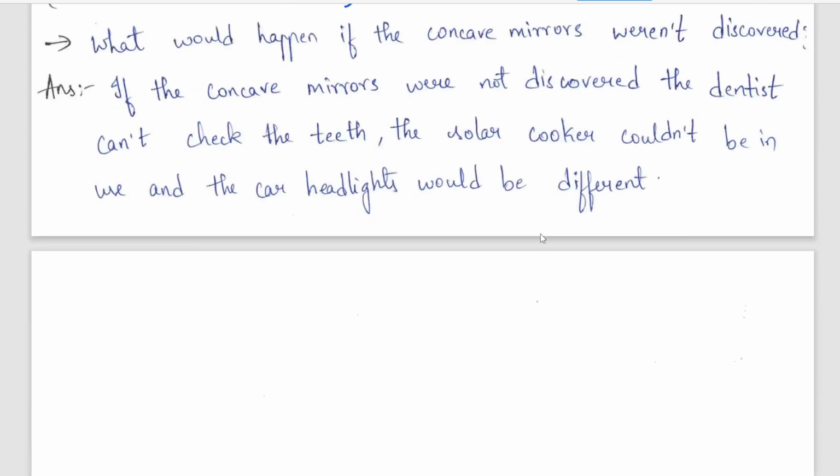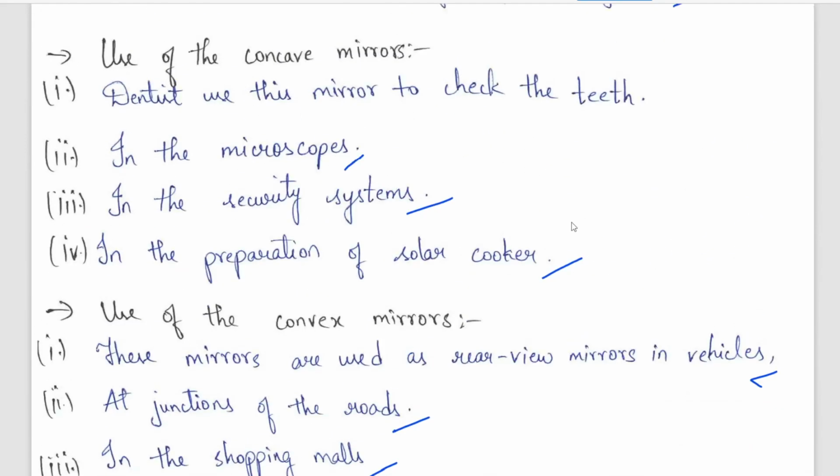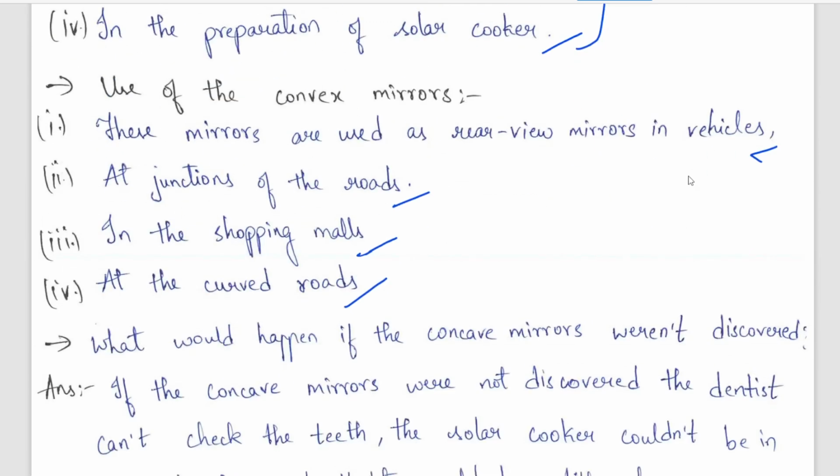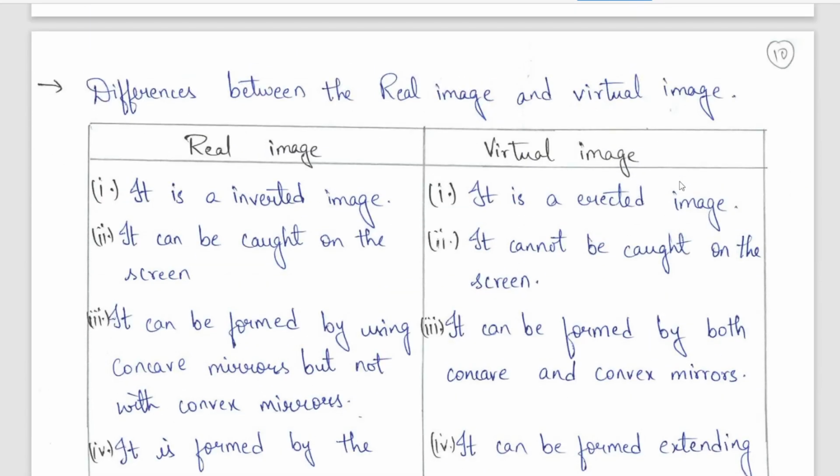Now let us see what will happen if concave mirrors weren't discovered. So the answer for this is, if the concave mirrors were not discovered, the dentist cannot check the teeth, the solar cooker could not be in use, and the car headlights would be different, right? So these all uses will be different. So we have to seek for another thing to fulfill these uses, right? So that will be the consequence if the concave mirror would not exist.